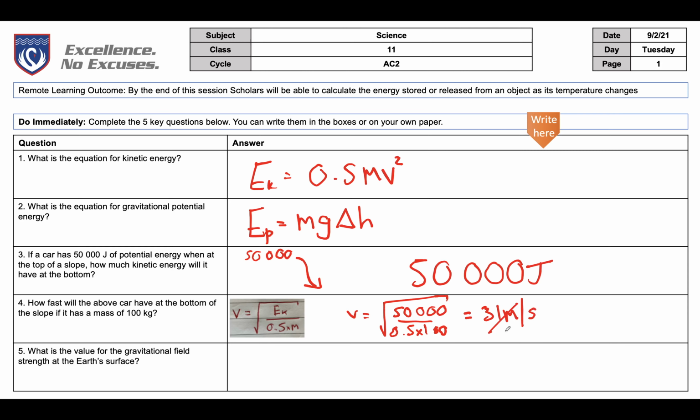I tell a lie, I've rounded that incorrectly. It should round to 32 meters per second. So the actual answer was 31.6. I misrounded there. Gravitational field strength at Earth's surface, we need to recall that it's 9.8 newtons per kilogram.